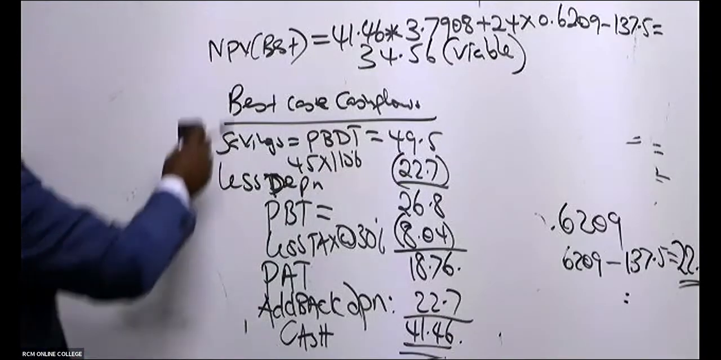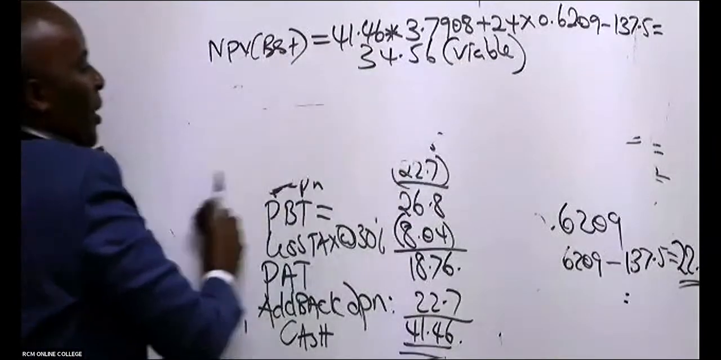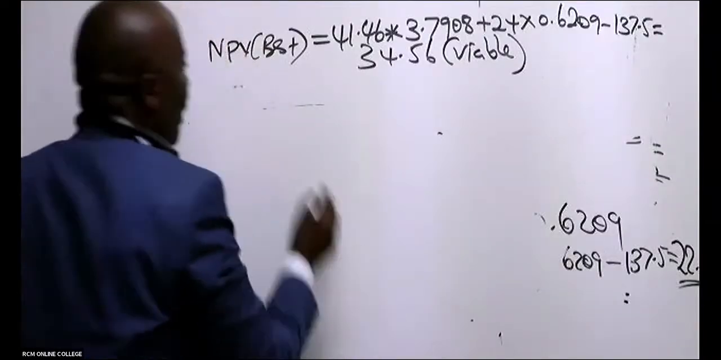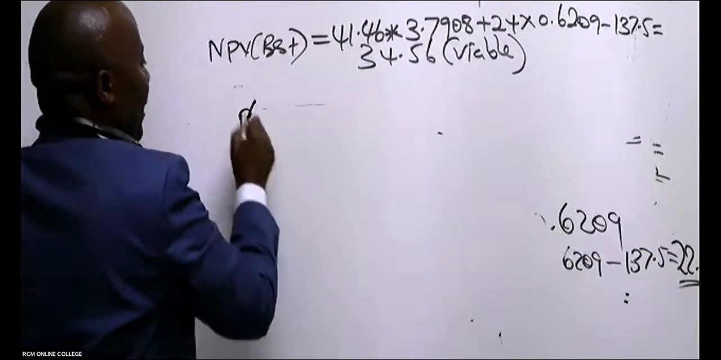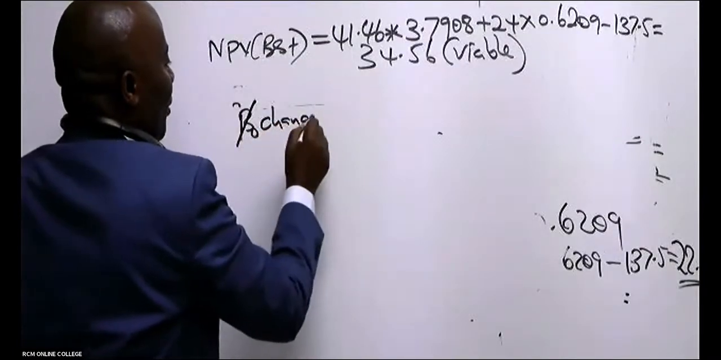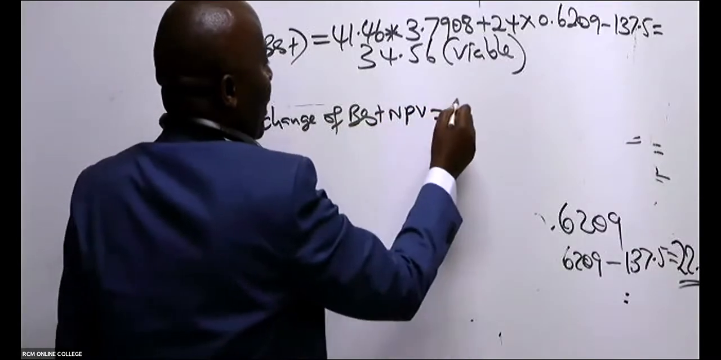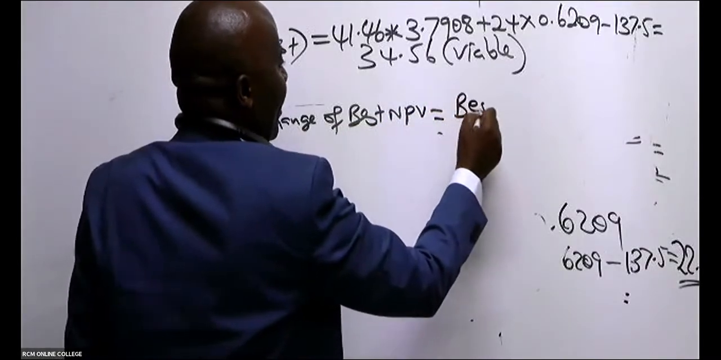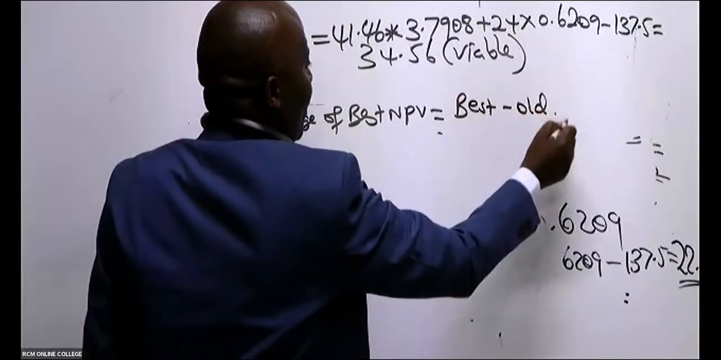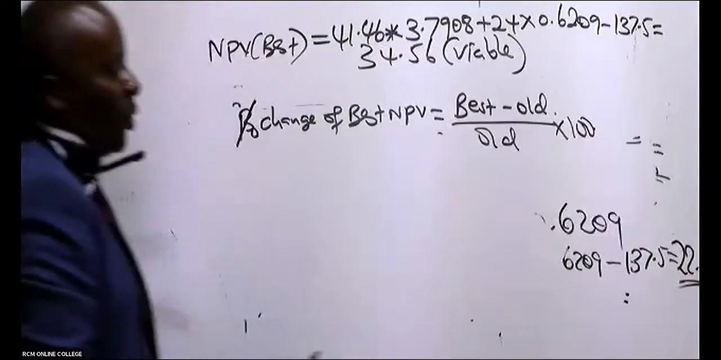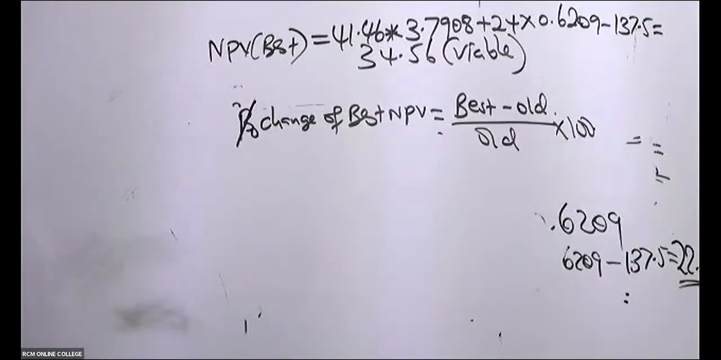And then once you get this best case NPV, please go and give us the percentage change of best NPV. So in this case here, we'll take best minus old over old times 100. Old or original, one and the same. So you take best minus old over old times 100.